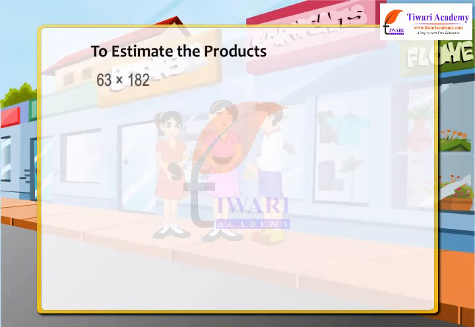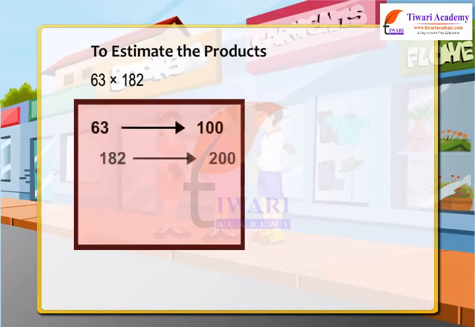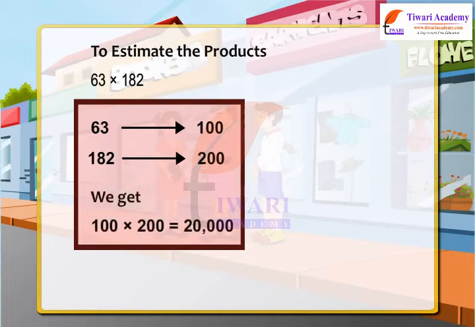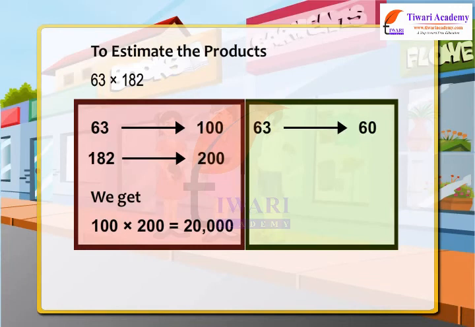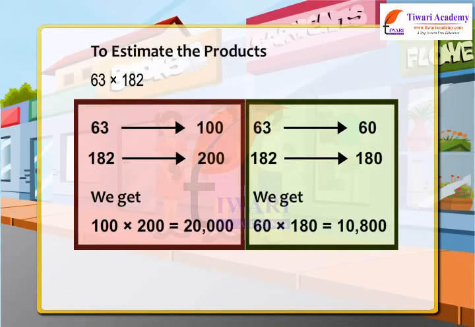To estimate the products, look at 63 into 182. If we approximate both to the nearest hundreds, we get 100 into 200 is equal to 20,000. This is much larger than the actual product. So what do we do? To get a more reasonable estimate, we try rounding off 63 to the nearest 10, that is 60, and also 182 to the nearest 10, that is 180. We get 60 into 180 or 10,800. This is a good estimate but is not quick enough.